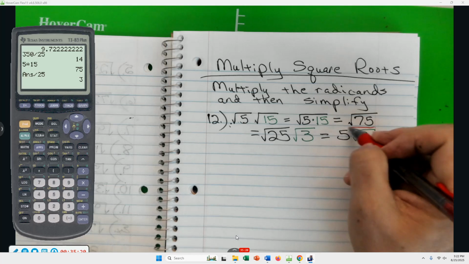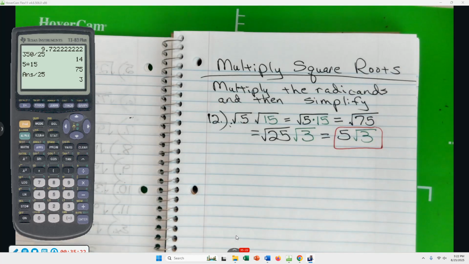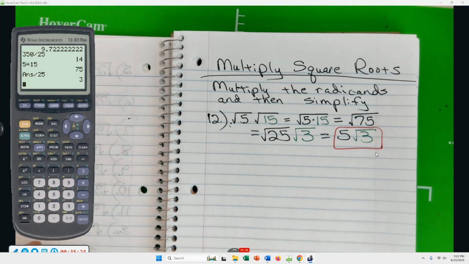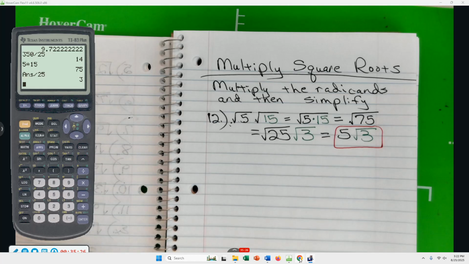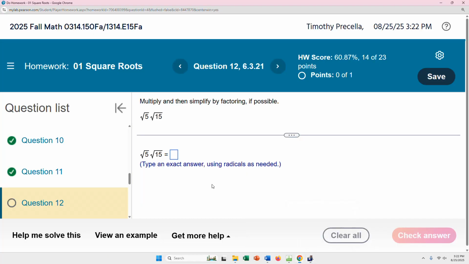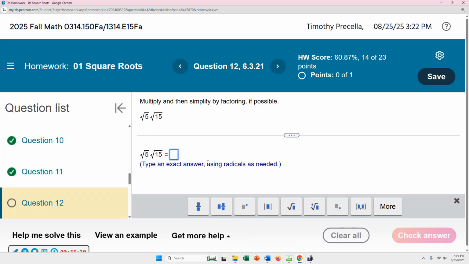When I'm multiplying radicals, I'll just multiply the radicands and then reduce. But I like that idea, 5 times 3. Okay, so 5 square root 3. Check it.